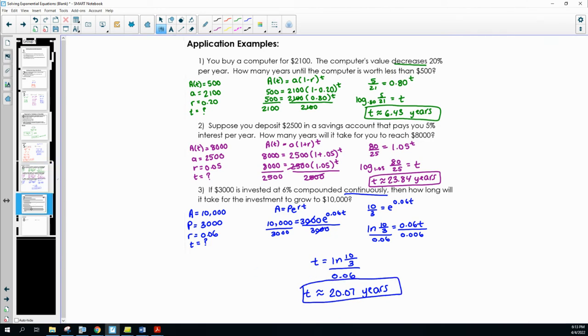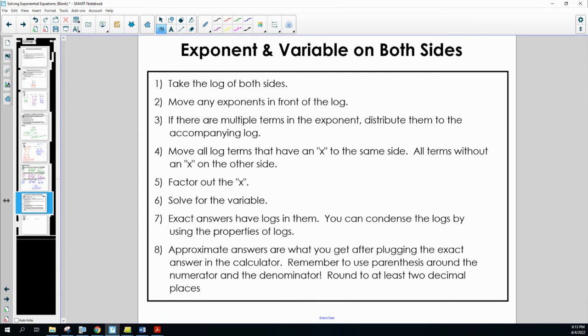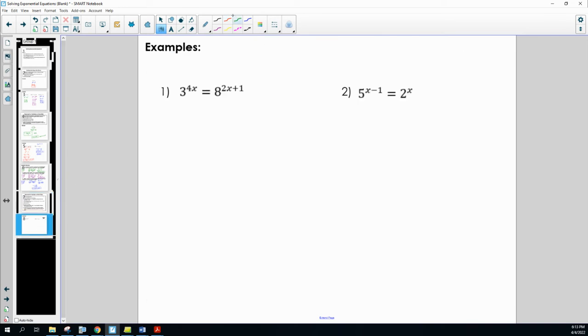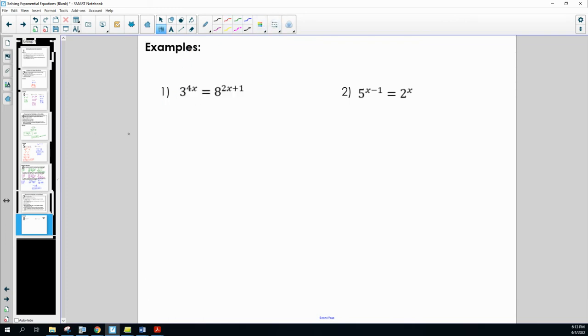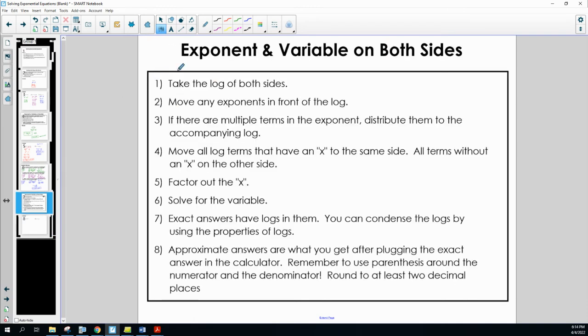Okay, and then the last method that we use is what happens when we have an exponent and a variable on both sides. So I'm just going to come back and kind of refer to this as I go so we can see what we're doing here. So first thing I want to do is see if I can make the bases the same. I see 3, I see 8. Unfortunately, I can't make the bases the same. So step 1 says to take the log of both sides.